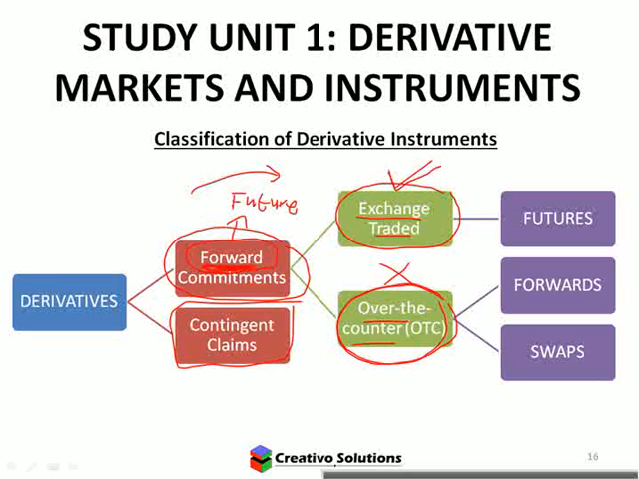So when looking at exchange traded, we've got futures. And forwards and swaps are over the counter, because there's no formal exchange to regulate or to manage those contracts. And that creates a slight problem.